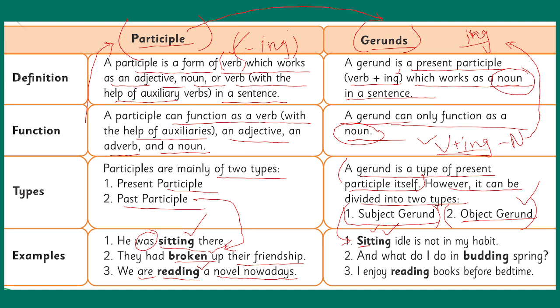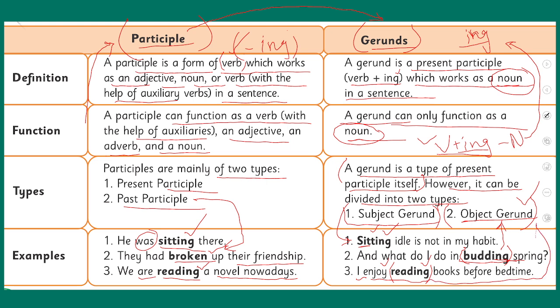In the second example, "And what do I do in budding spring?" So here the budding is also a gerund, because there it works as an object. So gerunds can come in between the words in a sentence and can work as an object, like the budding is working there. Here is the third example, like "I enjoy reading." So here enjoy is the main verb and reading is actually the object, what is going on. So here the gerund is reading, and it is also an example of an objective gerund.